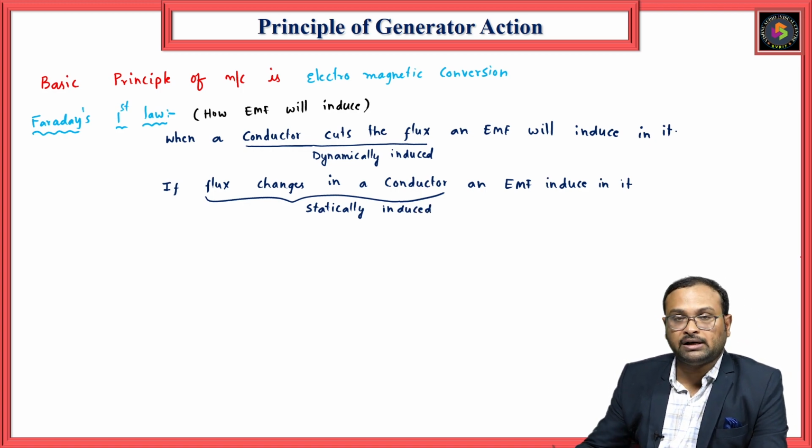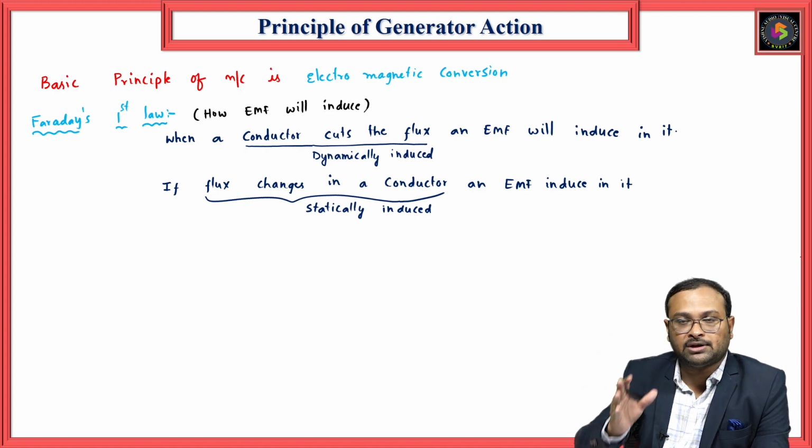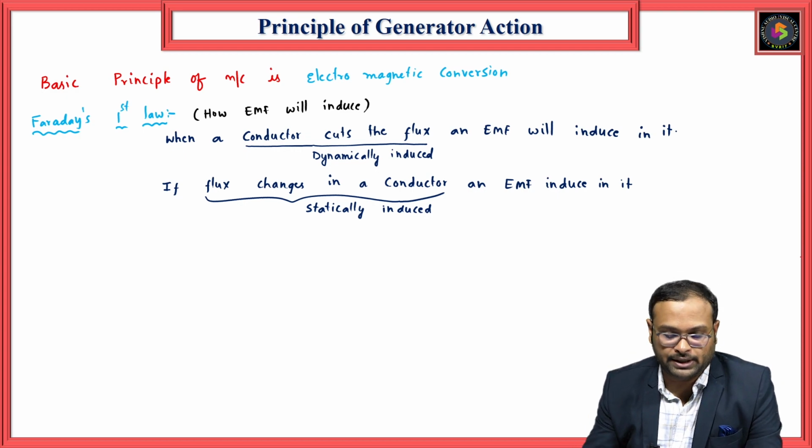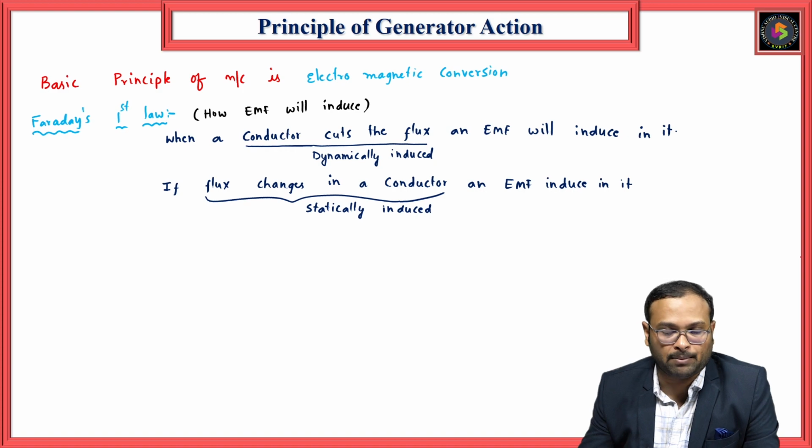Here we are talking about the DC generator. When the DC generator armature is rotating, that means the conductors are rotating and the flux is at a constant position. So the conductor is cutting the flux, and the generated EMF is dynamically induced EMF.